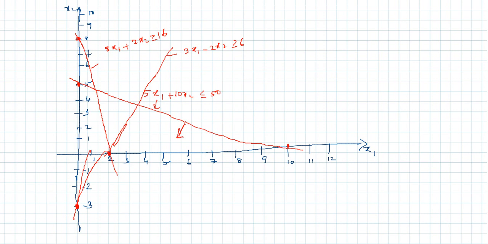16. If you take any point like 1 comma 4, it is 8 plus 8 is 16, which is greater than or equal to 16. It is satisfied. So it will be the upward region. For example, if you take another point like 1 comma 2, it is 8 plus 4, it is 12. 12 is not greater than or equal to 16. So we can be sure that this is not a feasible region.